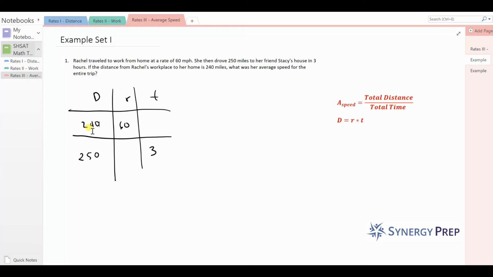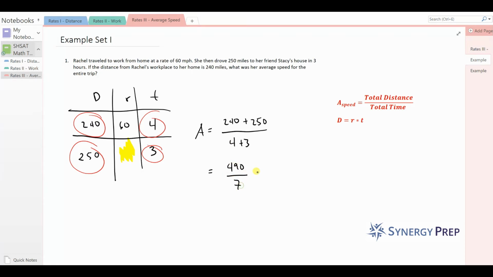So again, we don't really need to find the rate for this bit of information right now, because all we're really looking for is the different distances and the different times. So if you solve for time here, 240 divided by 60 gives you 4, right? So we have all of our information: 240, 250, 4, and 3. And that's all the information that we really need to find the average. So average is equal to 240 plus 250 over 4 plus 3, which is 490 over 7, or 70 miles per hour.